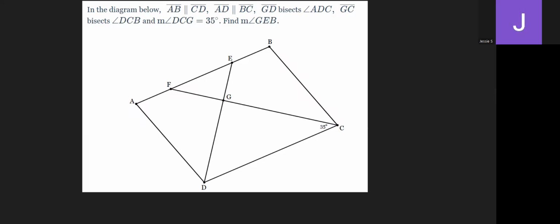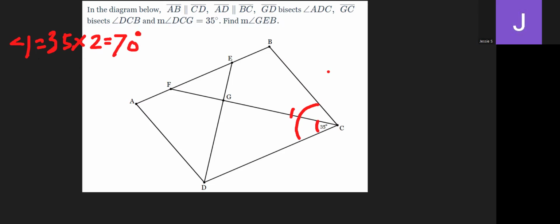Now let's mark some information on the graph itself. First of all, we know that this angle, DCG, is 35 degrees. That's given to us. Then I name this angle here as angle 1. So angle 1 is equal to 35 times 2, 70 degrees. What's the reason for that?